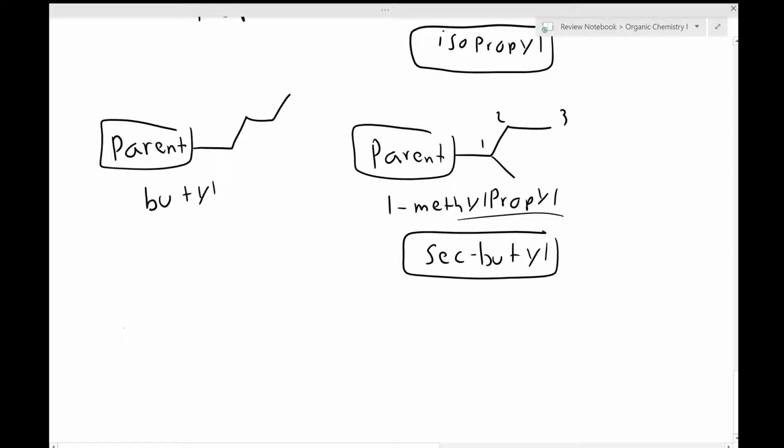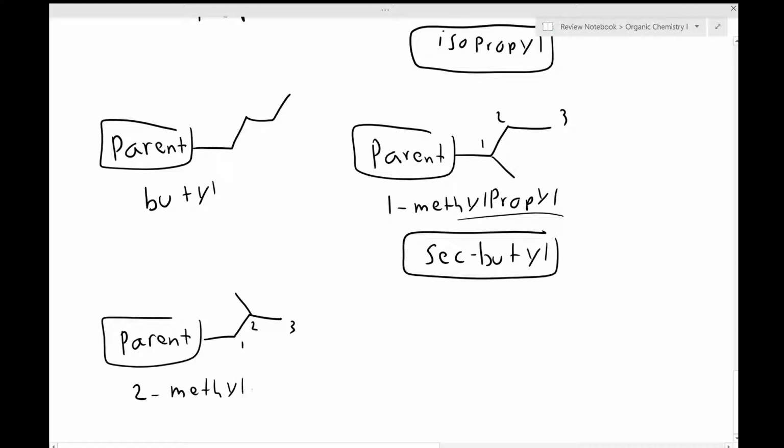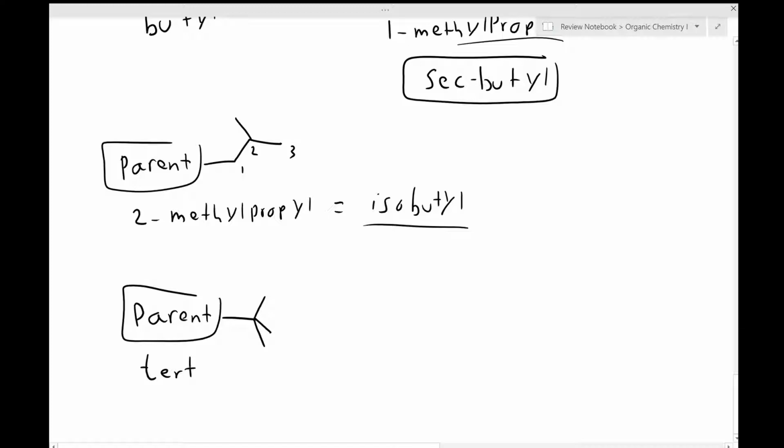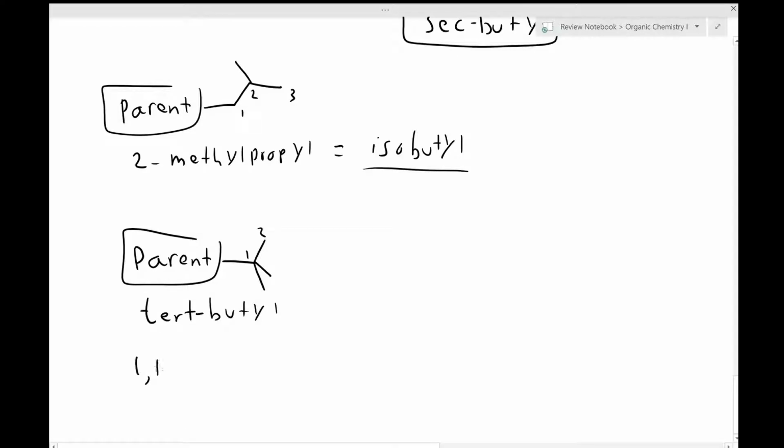Now we've got 1 or 2 more we can show here. Got our parent. We've got 1, 2, 3. Instead of being at the 1, the methyl is now at the 2. That would be 2-methylpropyl, which is the same as isobutyl. Got our parent again. That would be a tert-butyl. You could name it by 1, 2: at the 1 position you have 2 methyls, which would be 1,1-dimethylethyl.